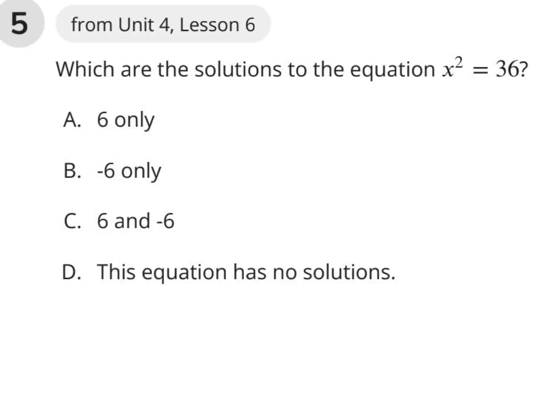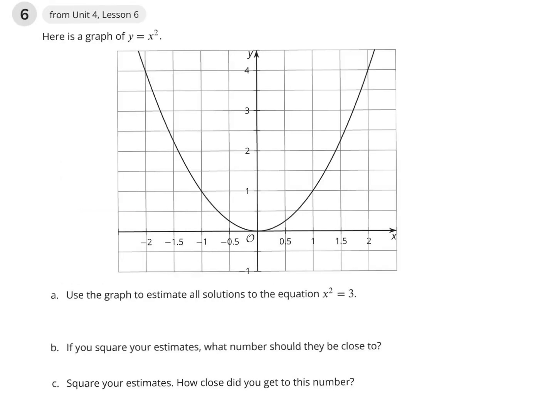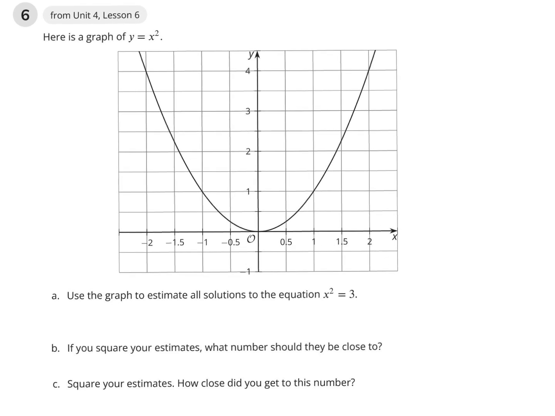Which are the solutions to x squared equals 36? Take the square root of it, you get plus and minus 6, so you get C, plus and minus 6. Okay, let's look at this one. Here's a graph of y equals x squared. Use your graph to estimate all solutions to x squared equals 3. So 3 is our y. We go over, where does it touch the graph?